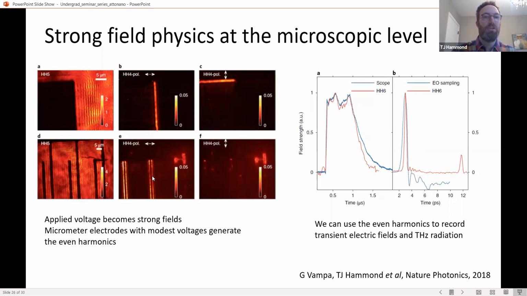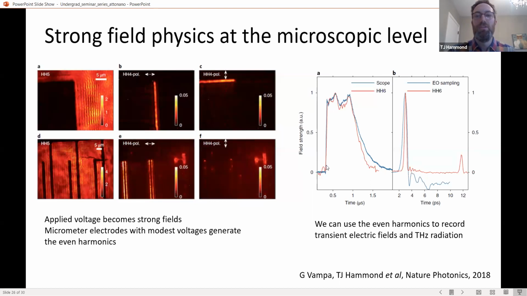We can actually control this field, these fourth harmonics, by applying a potential to these electrodes. We could even use these electrodes to generate the 6th harmonic as well.